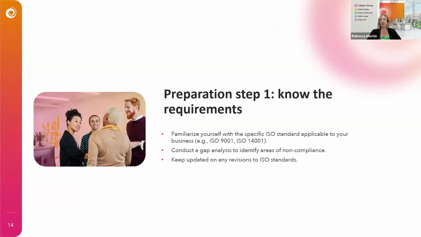So preparation step 1, knowing the requirements. The first step in preparing for your ISO audit is understanding the standard you're being audited against. Each ISO standard, whether it's 9001 for quality management or 14001 for environmental management, has specific requirements. A gap analysis can help you identify areas that need improvement. Also, it's important to stay informed about updates to ISO standards as they can change over time.